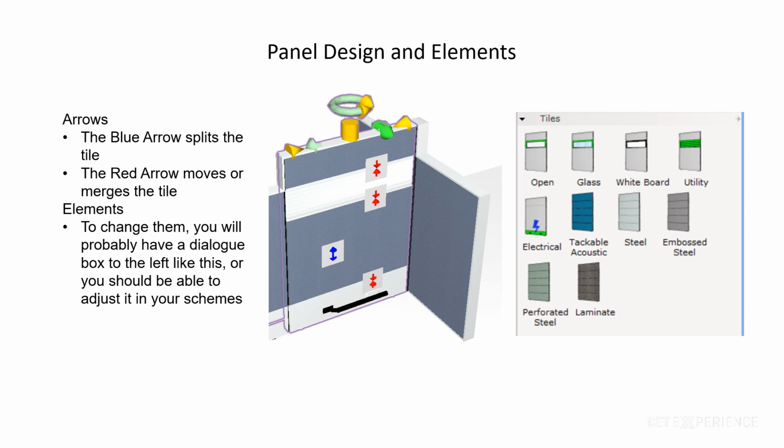I used the arrows. So for the blue arrows, those will split your tiles. The red arrow will either move or merge your tiles. And then to update the actual elements, you will probably have a dialog box to the left in CET, like the one that I have shown to the right, where you can just select what you want and apply directly to your panel. If when you go to add that element to your panel it shows up red, that means that they just can't do it in that size, which means you either need to split your elements again or select something else.